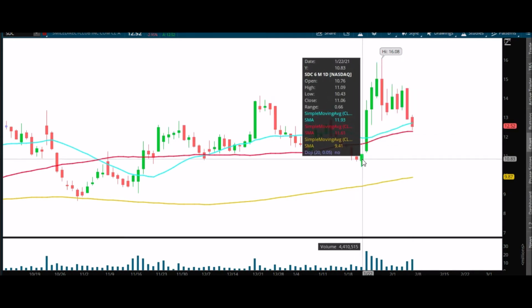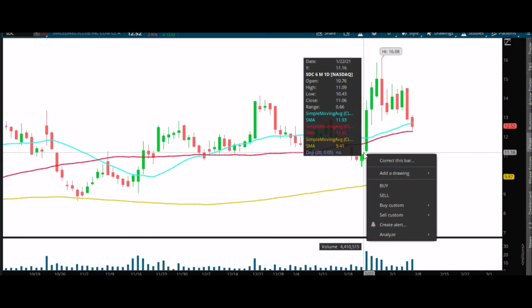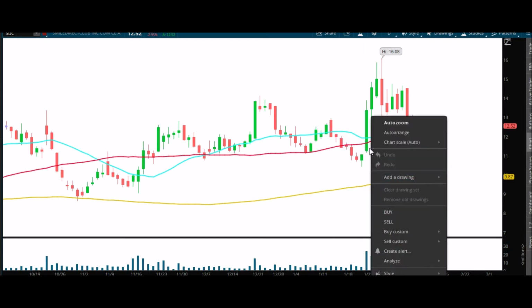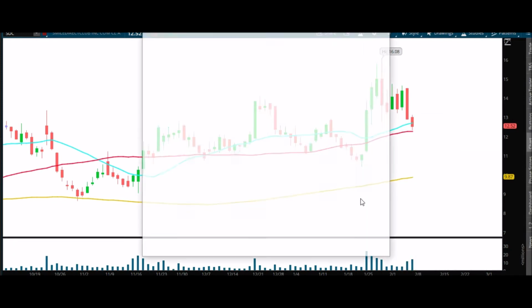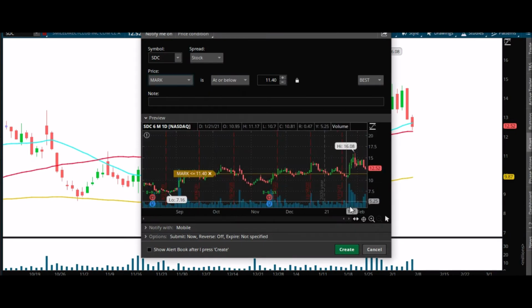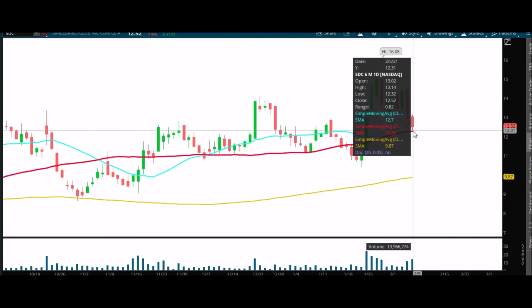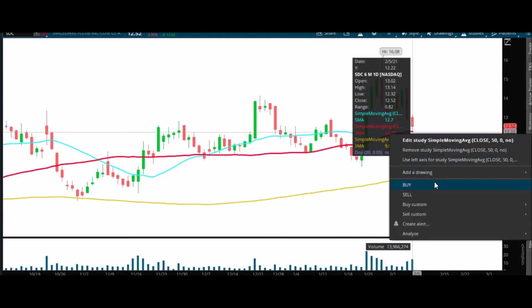You have a little gap right here I'm going to watch for, so that'd be a good place to set an alert. Maybe right above it, so you have time. Create alert. At or below 11.40. And let's even set an alert for below the 50.